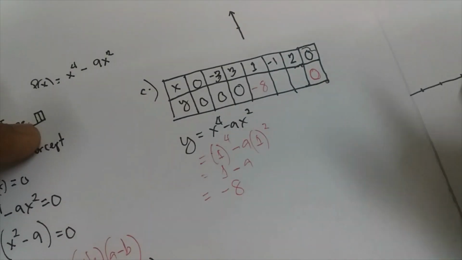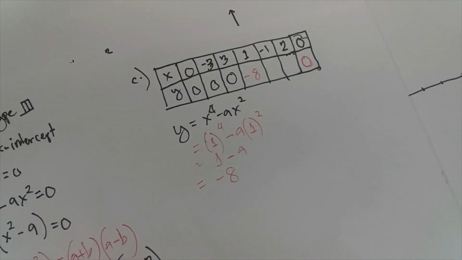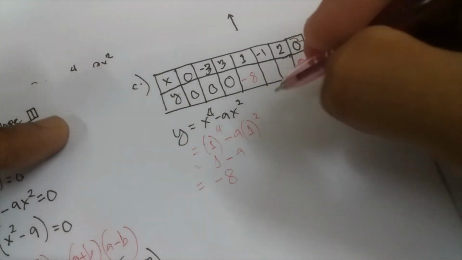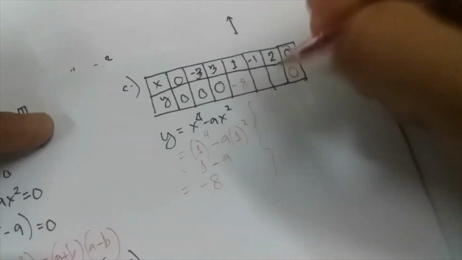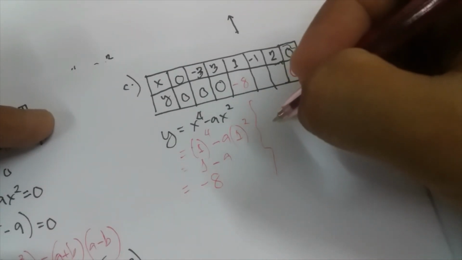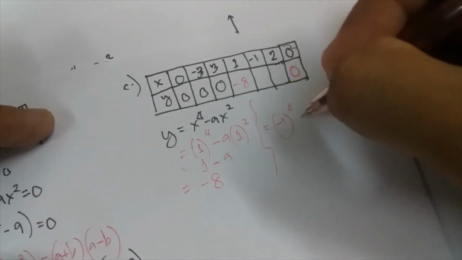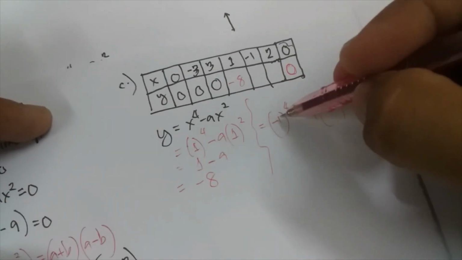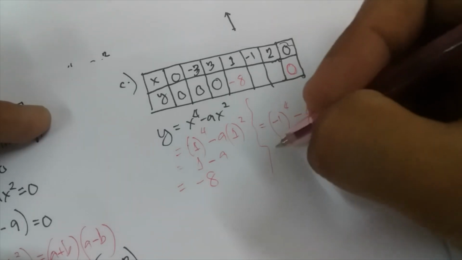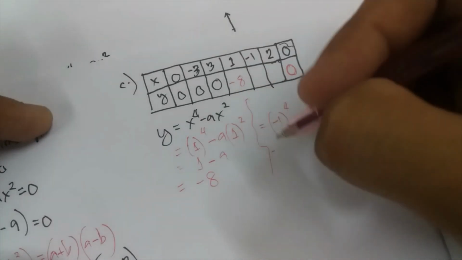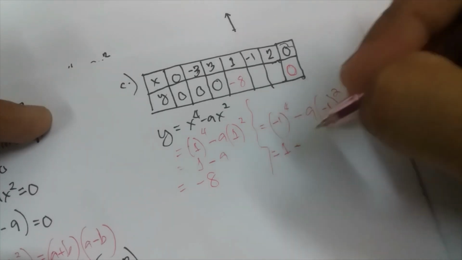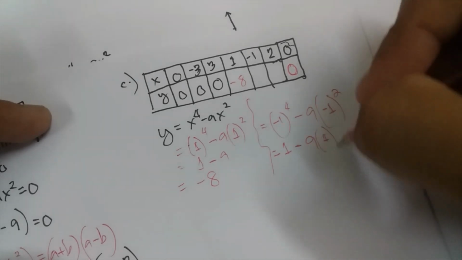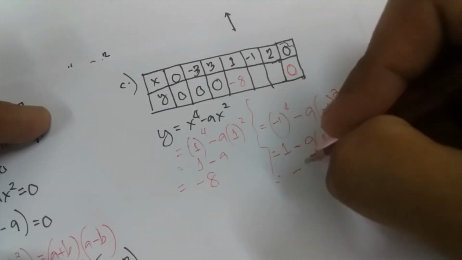Okay, the next, when x is equal to negative 1, connect this one, the red one. So when x is equal to negative 1, so negative 1 to the power of 4 minus 9 times negative 1 squared. So if the exponent is even, the base will always become positive. So this is 1. If you multiply 1 four times, it is also 1, and also 9. So this is also positive because the exponent is even, so 1. So also the same answer, negative 8.